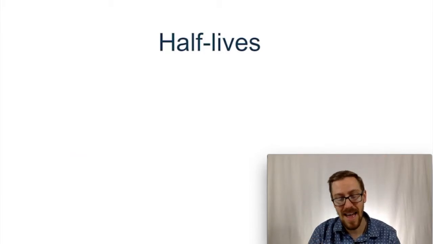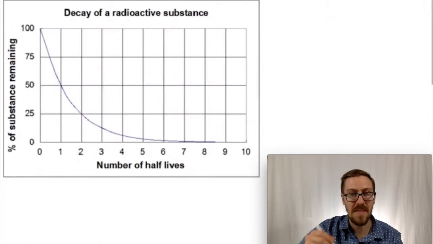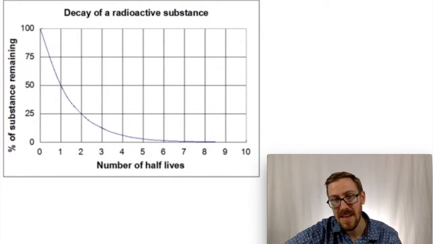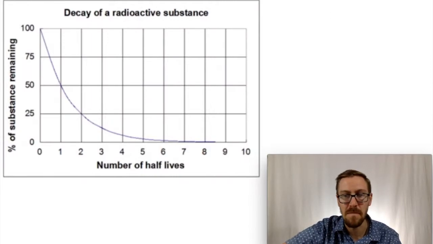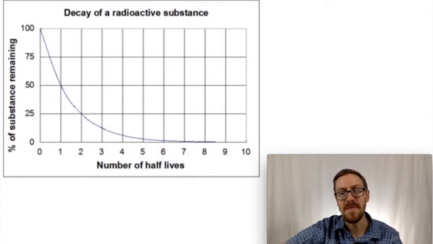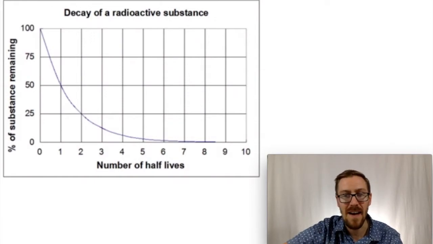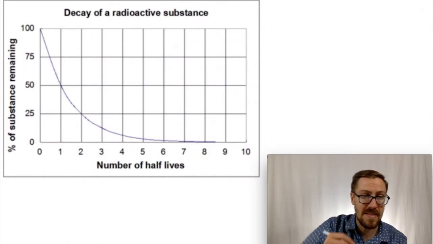Because every atom breaks down in this graph shape. This is called an exponential decay. The only difference is how long it takes for that atom to break down. Some atoms break down quickly, some atoms break down slowly over billions of years, and so different atoms break down at different speeds, but they all make this shape. So if you can figure out at what speed the atom is breaking down, you can figure out how old the sample is very easily. And so they all make this shape.